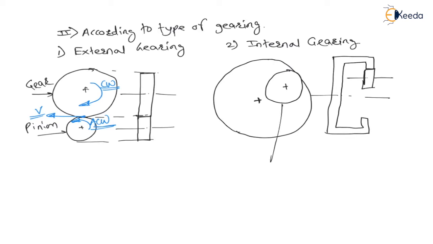In case of internal gearing, the smaller is called pinion, always the smaller is pinion, and the larger or bigger is called annular, or it is also called a ring. And the side view is represented like this. If such a type of arrangement you see in the exam, then it is internal gearing, and if such a type of arrangement you see, then it is external gearing.